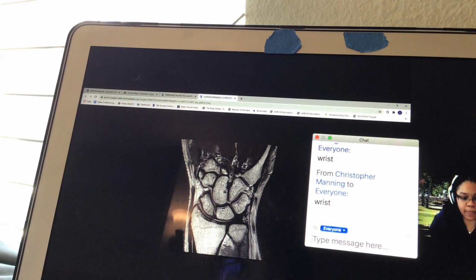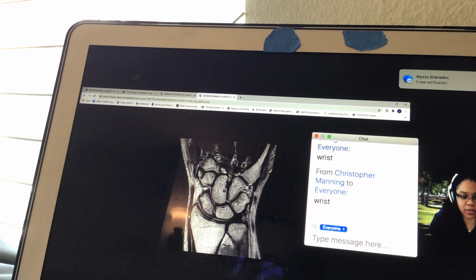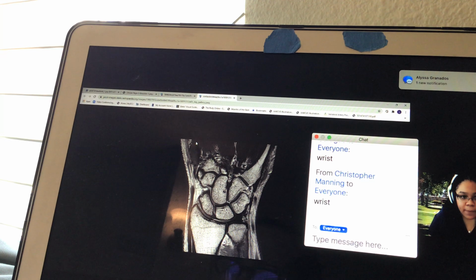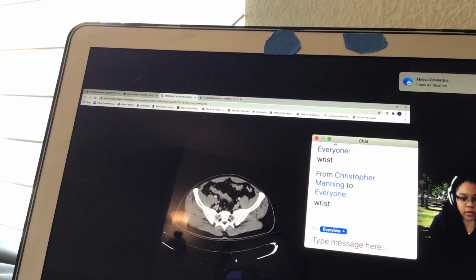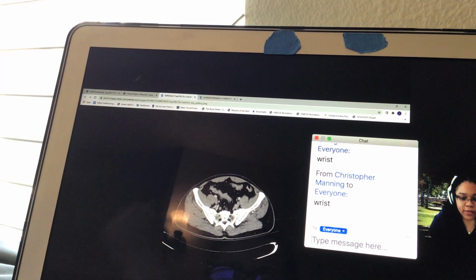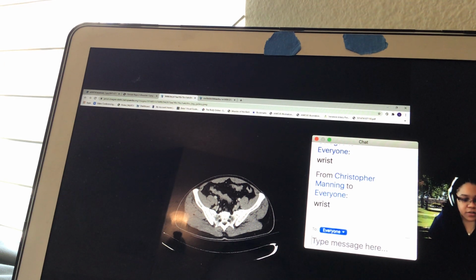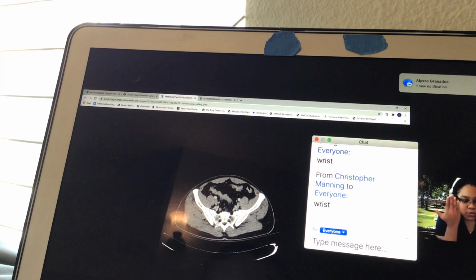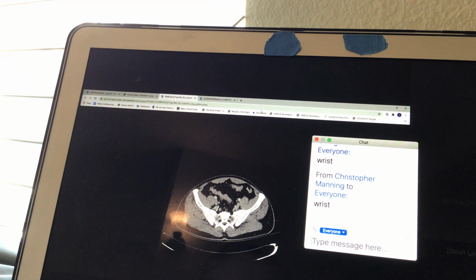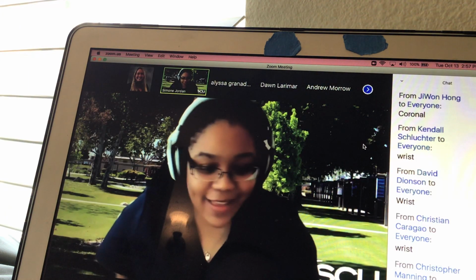So again, just make sure to look at that cortex. Outer margin of the bone, black on MRI. White for CT, same as X-ray. And just familiarize yourself with axial plane versus sagittal plane versus coronal plane. Okay. Oh, got a lot done today.